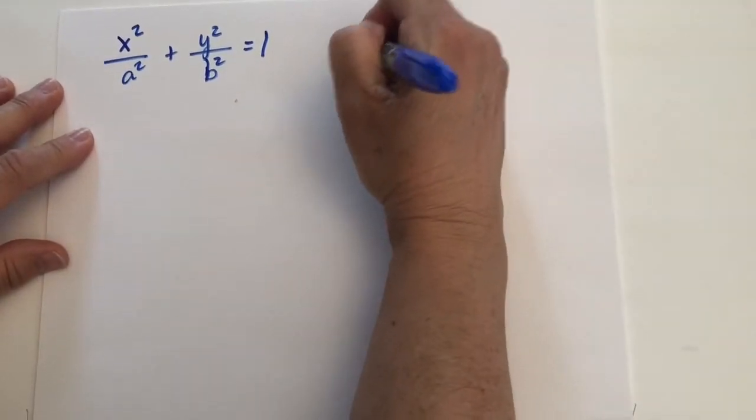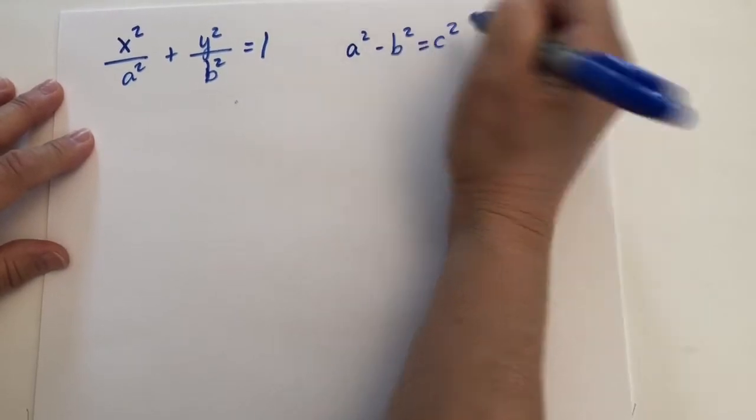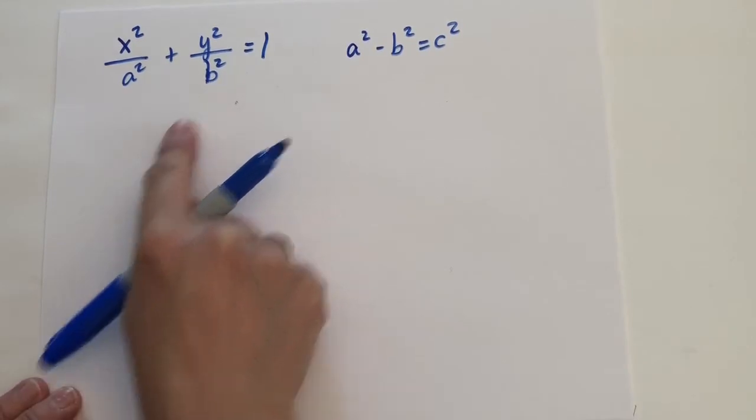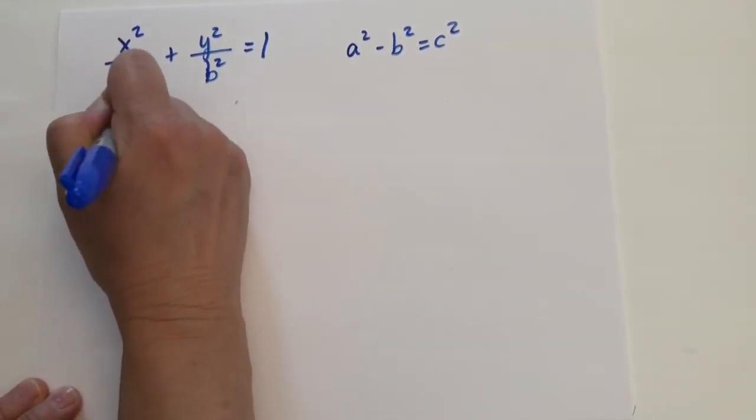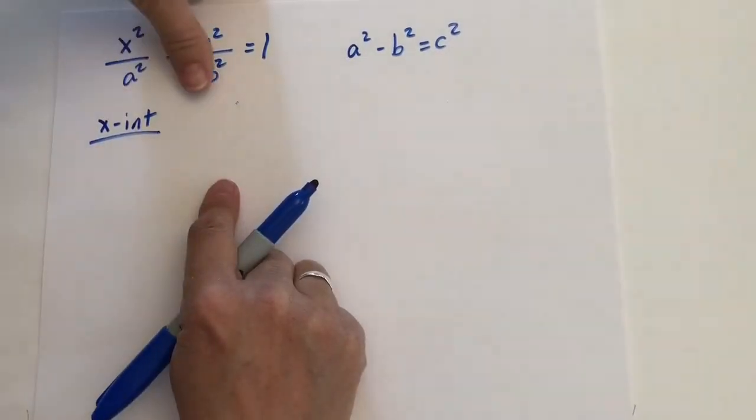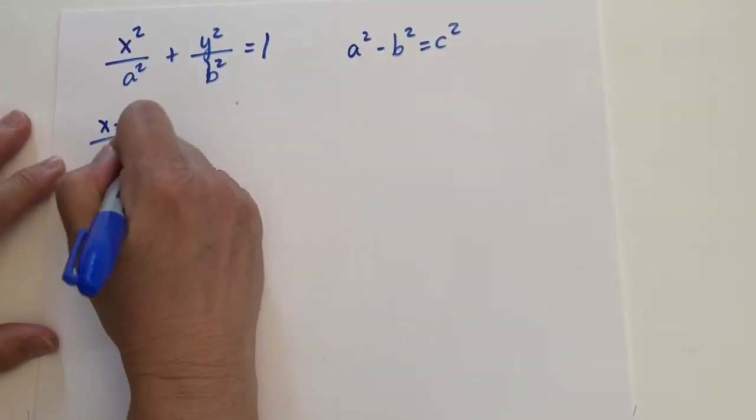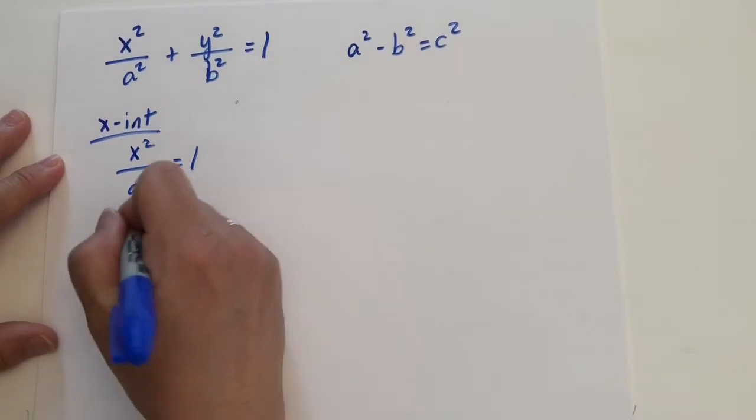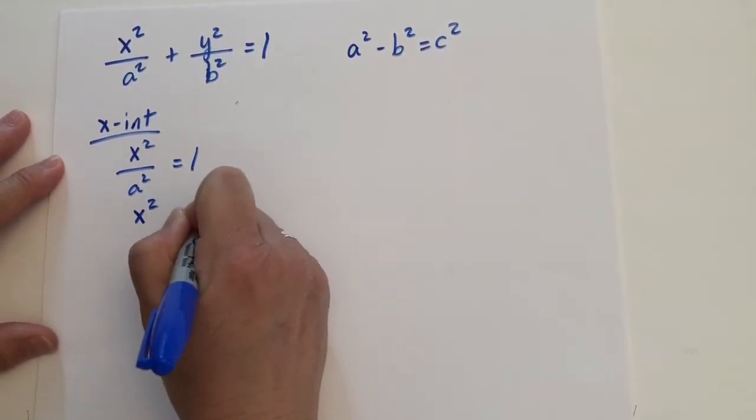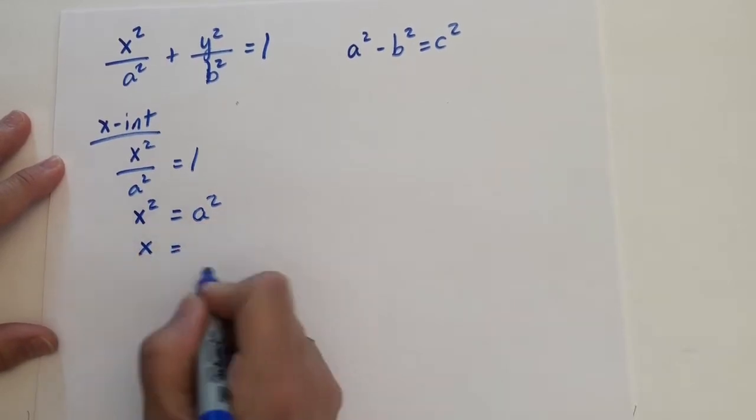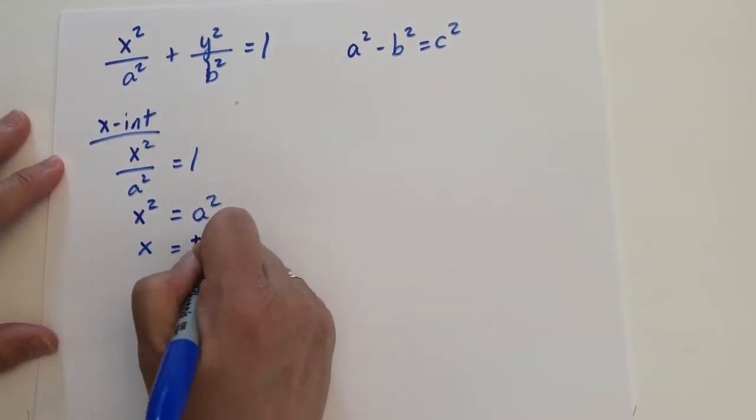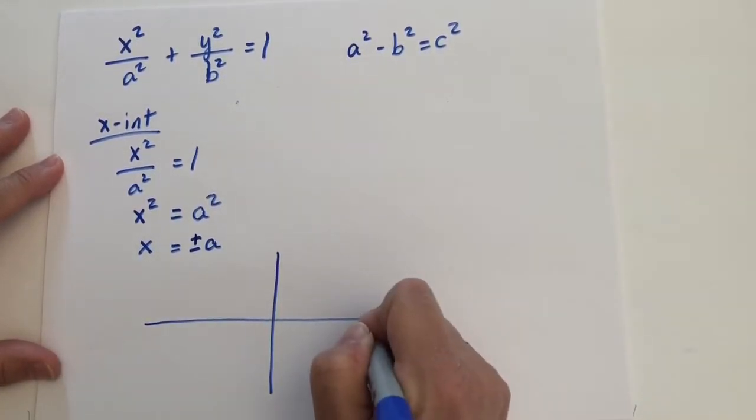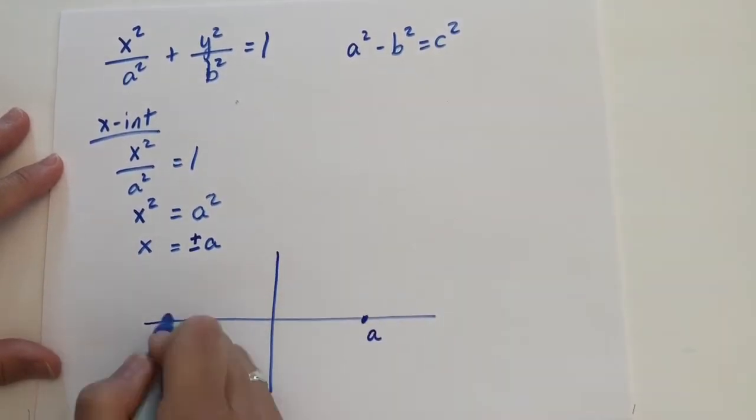Given that a squared minus b squared equals c squared. Well, if you were going to graph this, you can easily find the x-intercepts by making the y value equal to 0, and eliminate this term, and you would have x squared over a squared equals 1. That a squared will just be a number, so you would have x squared equals a squared. So x equals, and you take the square root of both sides, and you'll have plus or minus a. So if I'm graphing this, I would come over here on the x-axis to a and to negative a.